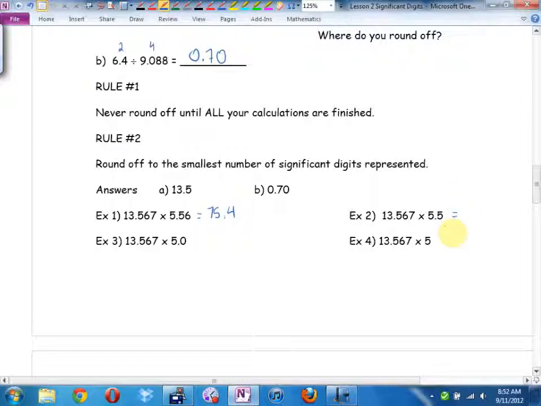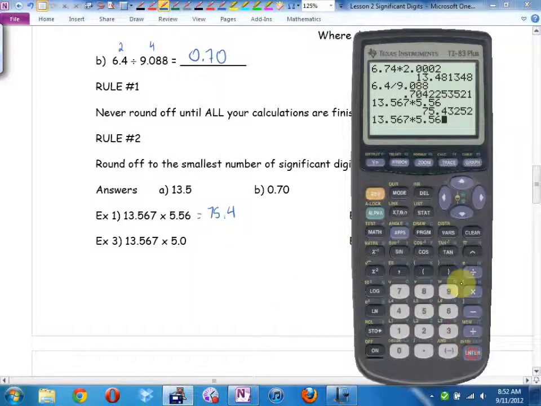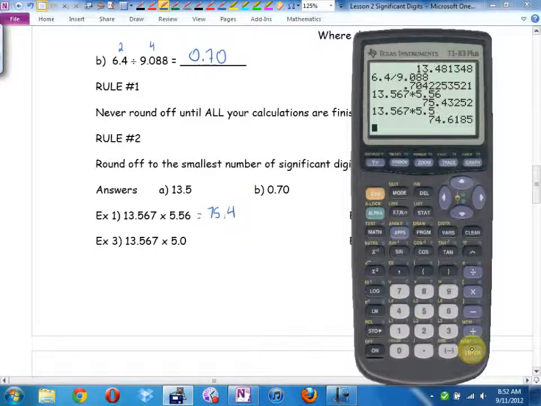Example 2. 13.567 times 5.5. Now I'm going to go to 2 sig figs. Now I get 74.6185, but that's not what I'm going to write as my answer. Perry? Yep.